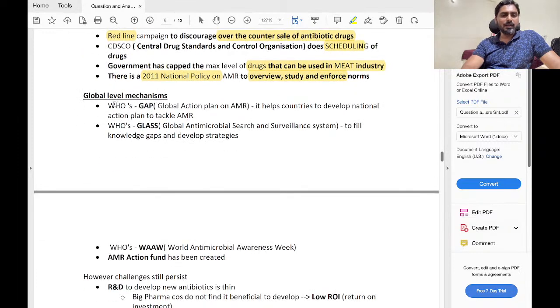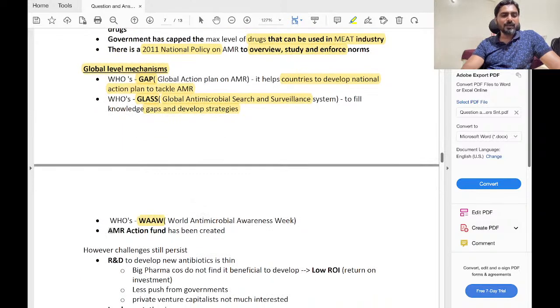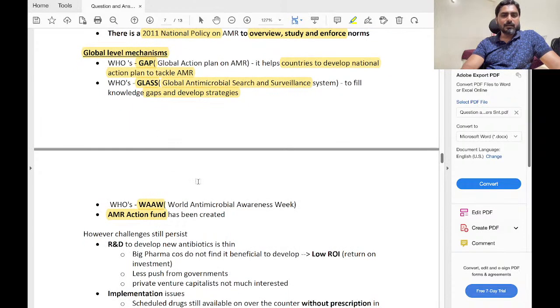Now, what are the global level mechanisms? You can just mention some of the names here, like WHO's GAP program and WHO's GLASS program. The GAP program helps countries to develop national action plans to tackle AMR. GLASS is the Global Antimicrobial Resistance and Surveillance System, to fill knowledge gaps and develop strategies. WOW is basically World Antimicrobial Awareness Week, and the AMR Action Fund has also been created. So these are some of the mechanisms.